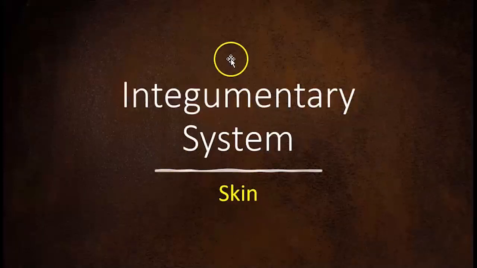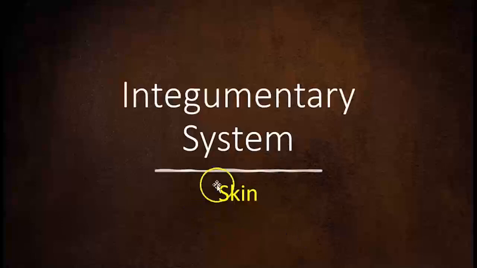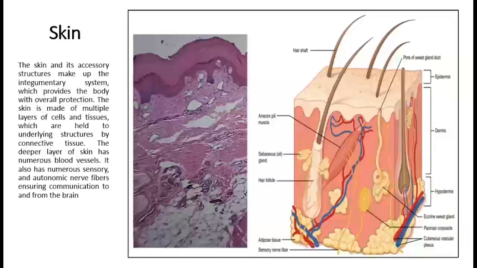The integumentary system is composed of organs. In this case, the organ is the skin. In this figure, you can see that the skin has 3 layers: epidermis, dermis, and hypodermis. So this is the organ, the skin. All the organs are composed of tissues.